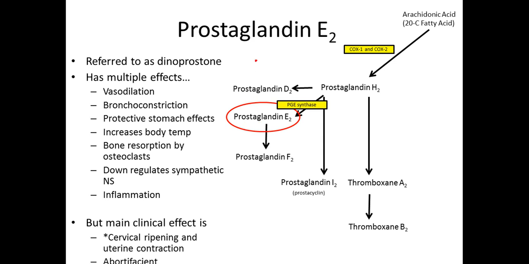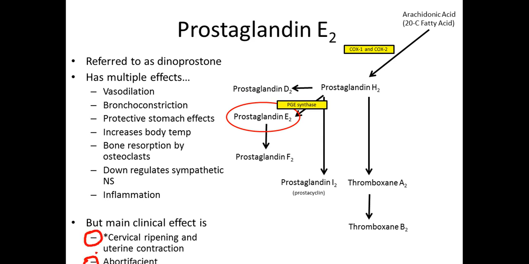Now, prostaglandin E2 also has a different name. It's going to be called dinoprostone. It's going to have multiple effects. I'm not going to list them all. However, what I do want you to know, its main effect is going to be cervical ripening and uterine contraction.